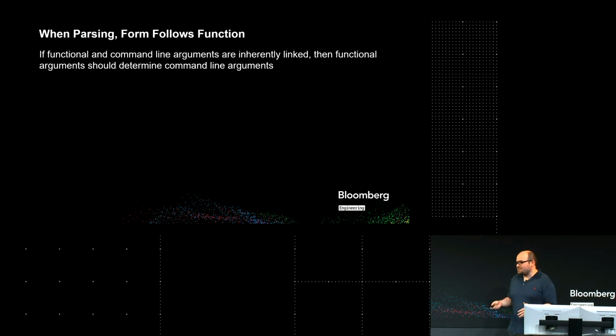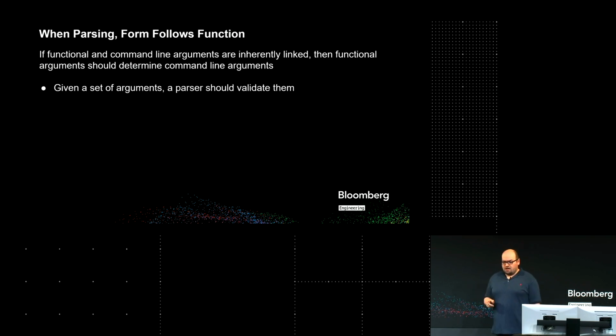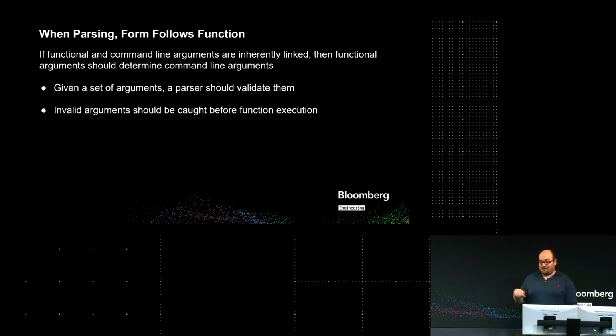And that seems almost like cyclical reasoning or something like that, but it's not something that you just take for granted in a lot of things out there. We should make sure that these two things are linked. So if you are given a set of arguments, the function takes these arguments, something that parses those arguments should validate them. Make sure that all of the arguments are ready to be passed into the function. If anything is invalid for whatever reason, you should catch that before executing the function.